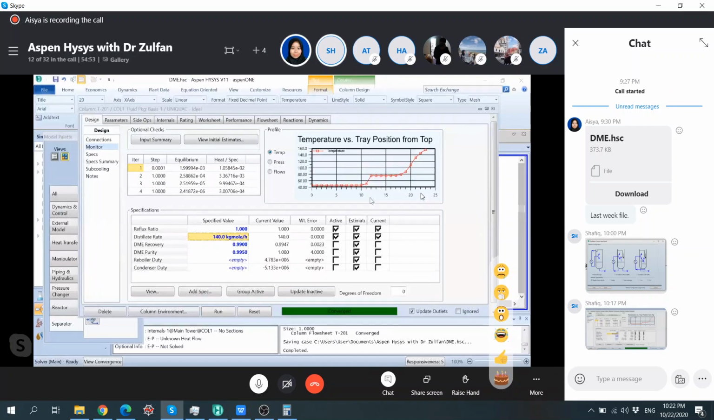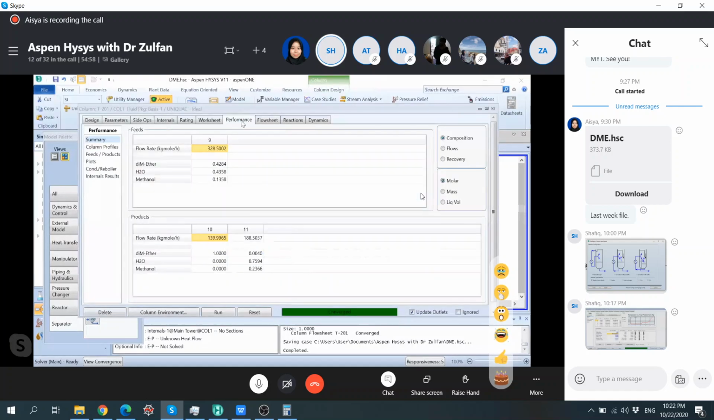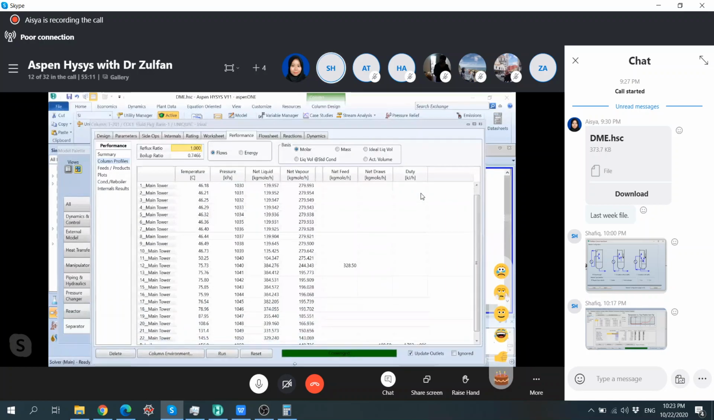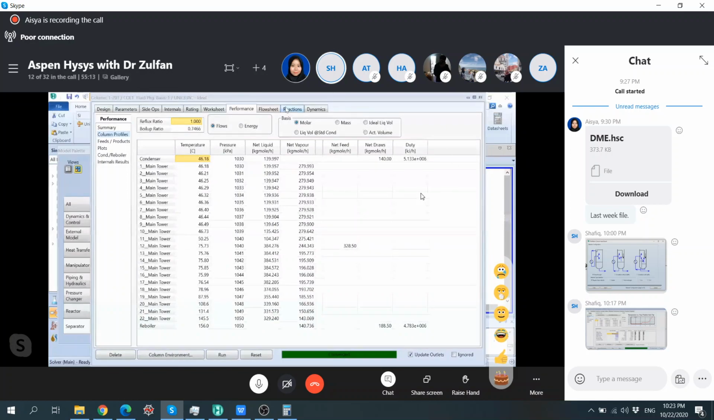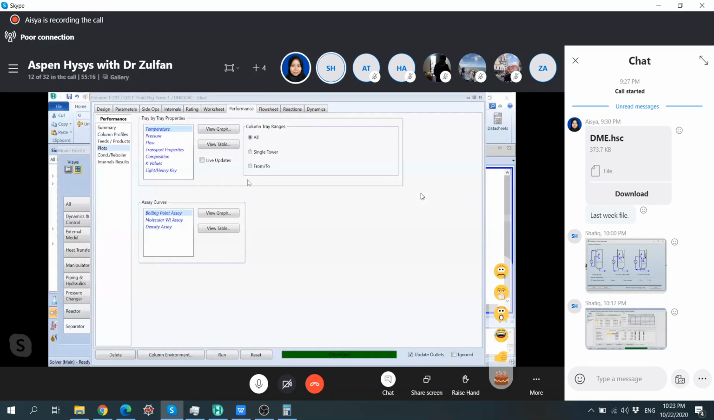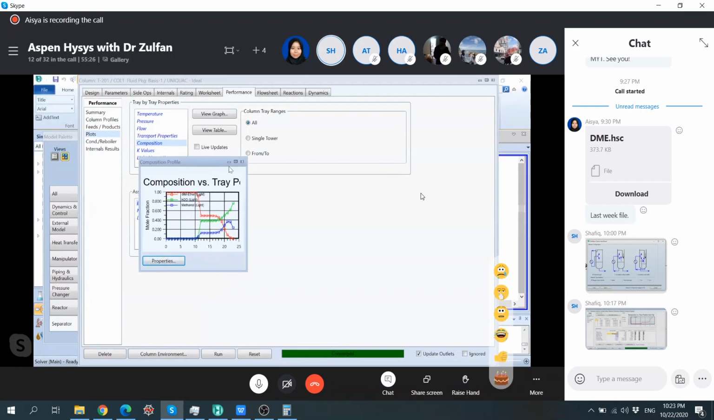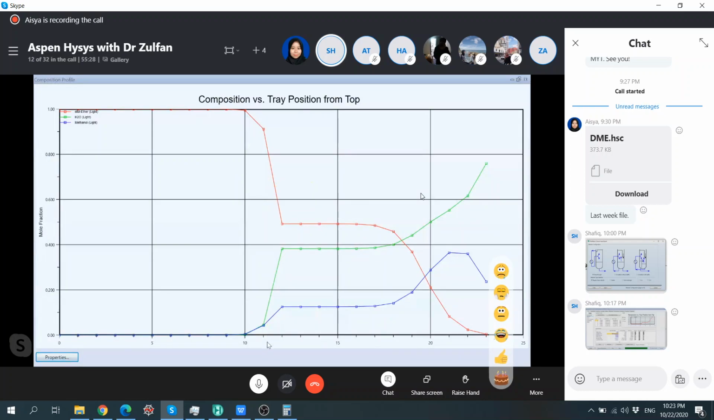Okay. I think we can also go to the performance tab. Column profiles on the left. Yeah, and then let me see, because I would like to see the plots. Can you go to the plots? Plots on the left as well. Composition, and then view graph. Make it bigger.